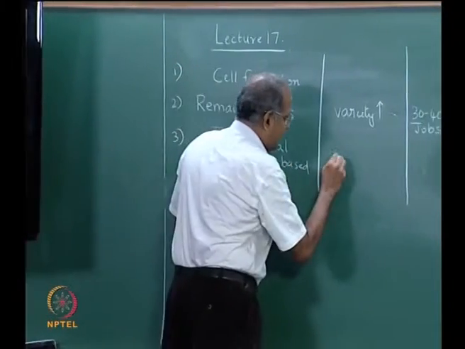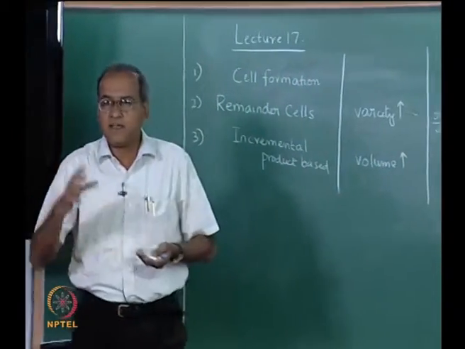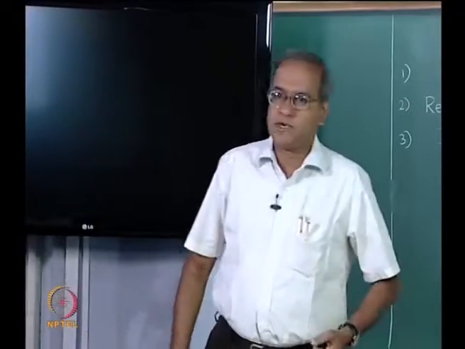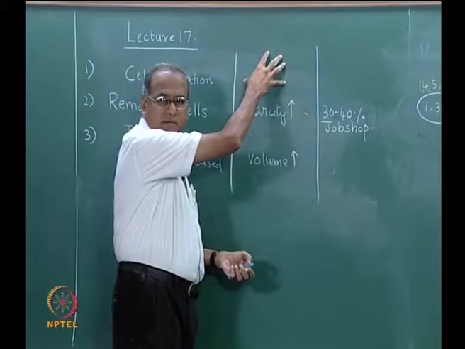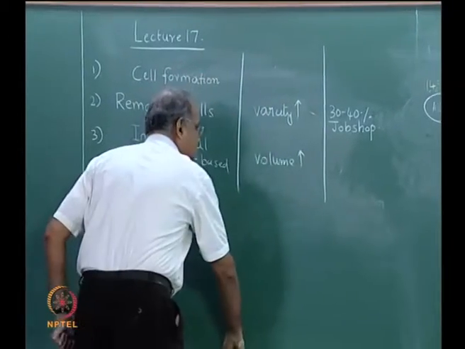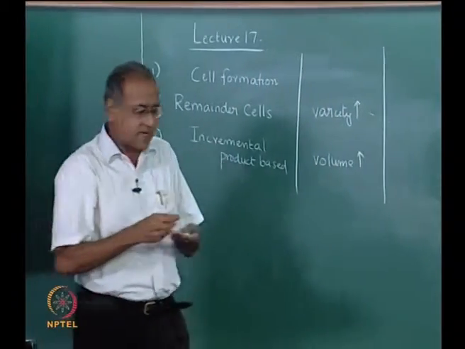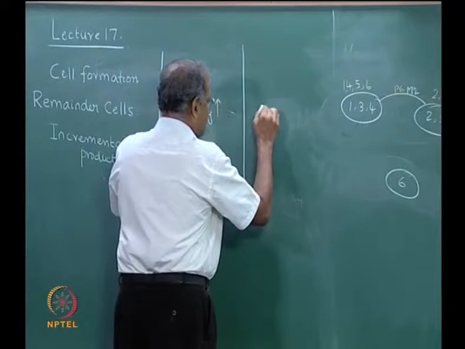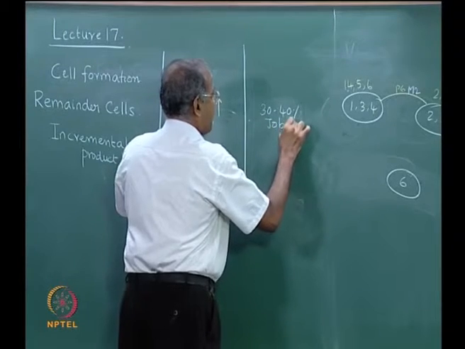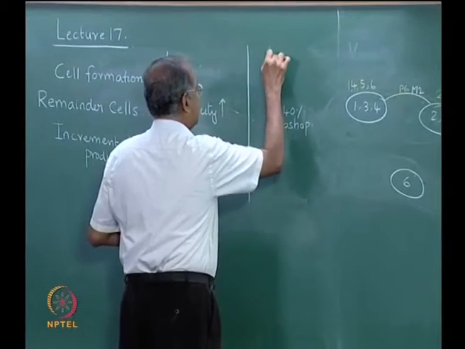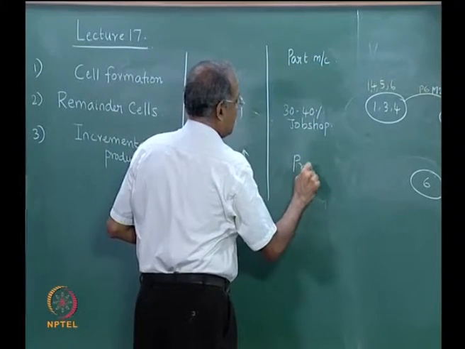So here the variety is slightly higher, here the volume is slightly higher, so that we can create cells to make 1 or 2 parts. Here we have both variety and volume, mid volume, mid variety. These also are treated in terms of various classifications of plants, where the literature has said that this is a slightly large variety manufacturing, where 30 to 40% go into a job shop. This is typically part machine cell formation, this is product machine cell formation.